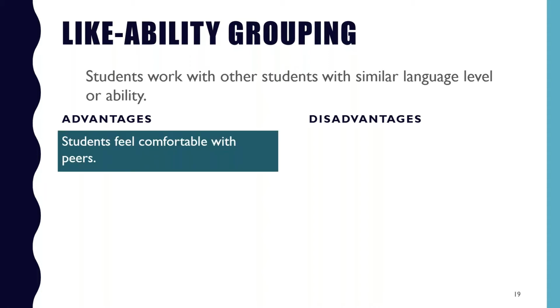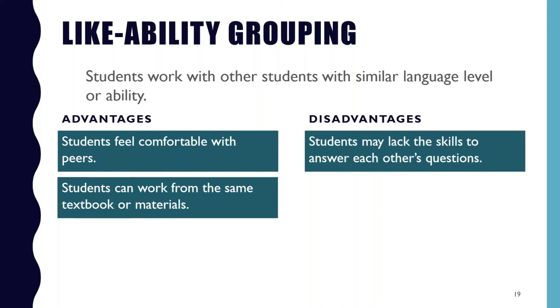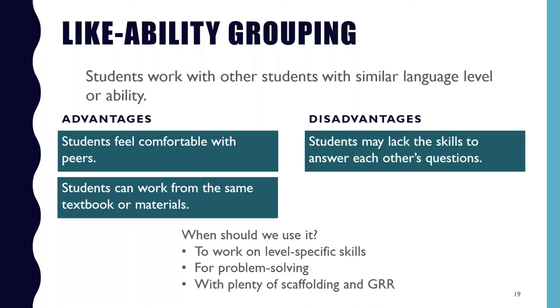So let's first talk about ability grouping. So these are students who are all at a similar level grouped together. So you might put your lower level students in one group or in 2 groups, and then on the other side of the room, your slightly more advanced students together. So what are the advantages? Students feel comfortable with their peers. Students can work from the same textbook or materials.